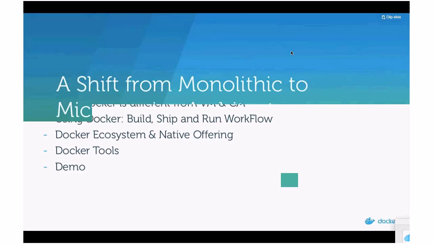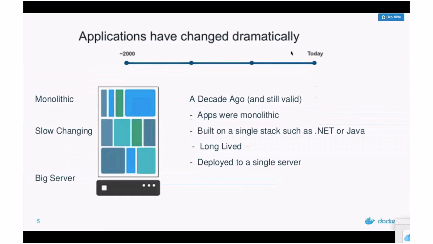If you go back 10 to 15 years ago, your application was a monolithic application. When a server reached your data center, you would build up an application stack. It was one big server, and you dumped all your application, built on a single stack, which could be .NET or Java. It's long-lived because you build an application, and though there is a load balancing concept, it is still a monolithic application.